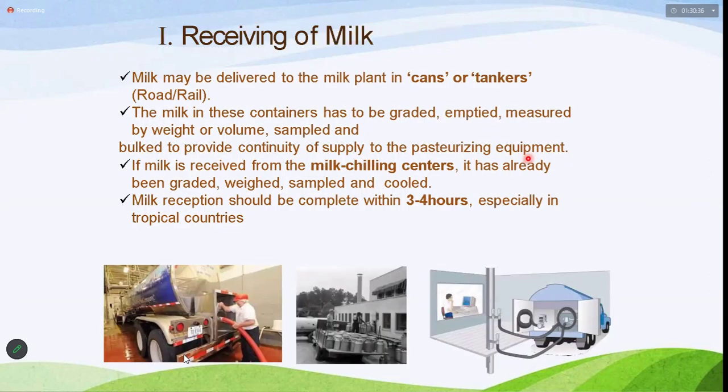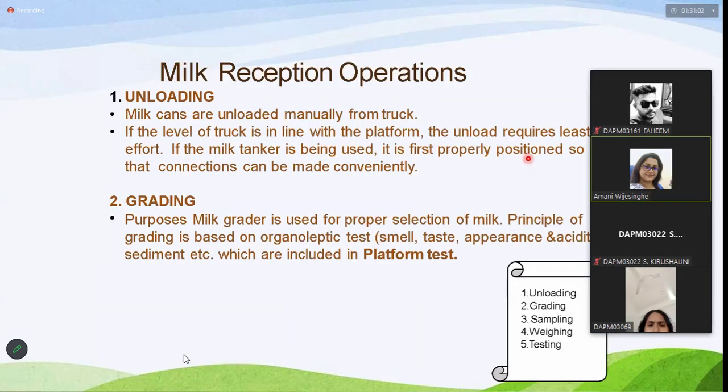So during the receiving point, what are the operations you are doing, okay? Milk can be delivered in cans and tankers. Mostly, milk will be collected by the chilling centers from different areas. Finally, one vehicle will go to those places and take the milk for production.